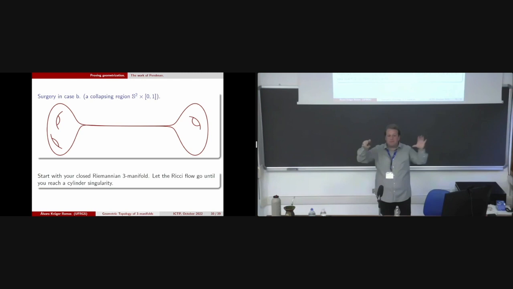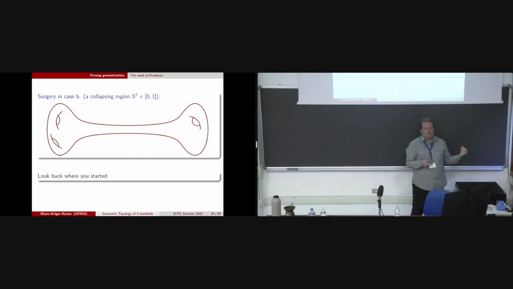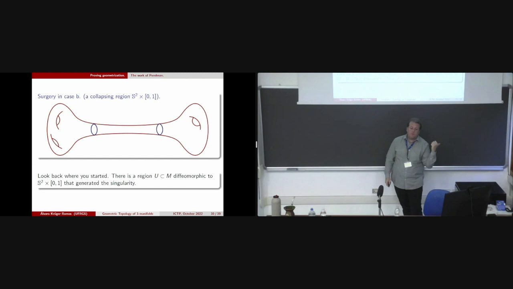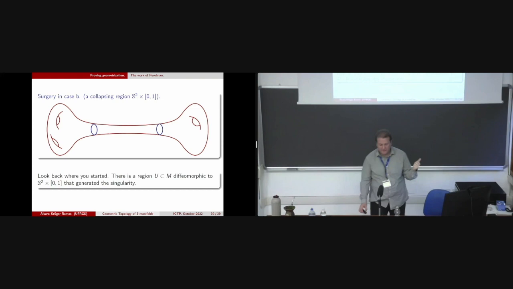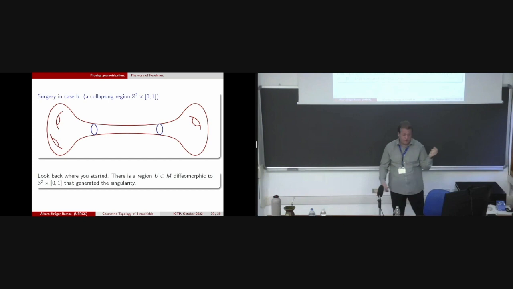So when you have a singularity of the type S2 times [0,1], you look where you started. There is this region on the original manifold. Right before the flow collapses, the metric is still smooth. So the topology is still controlled. So before the collapse, you know that the metric will explode in this region. And this region has the topology of S2 cross [0,1]. So there is this region here in your manifold. Then you look at this region.